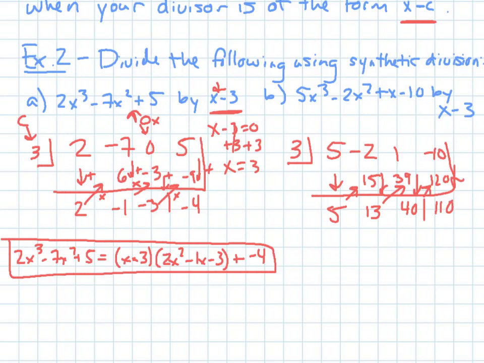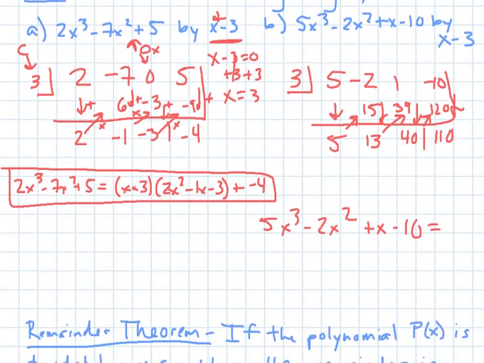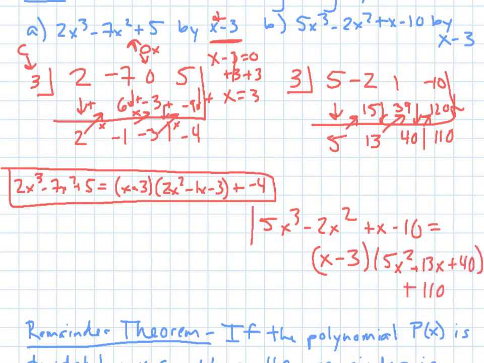So our answer will be 5x cubed minus 2x to the second plus x minus 10 equals x minus 3 times 5, remember 1 less than what you were previously, so since it was cubed, this one would be 5x squared, plus 13x plus 40 plus 110.